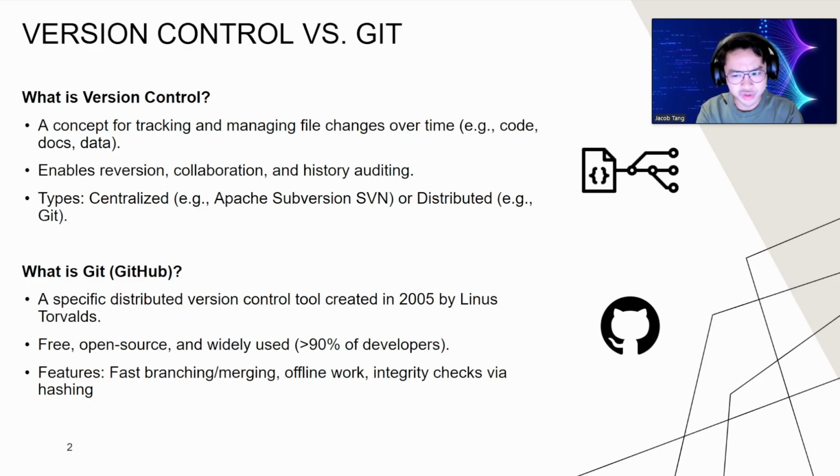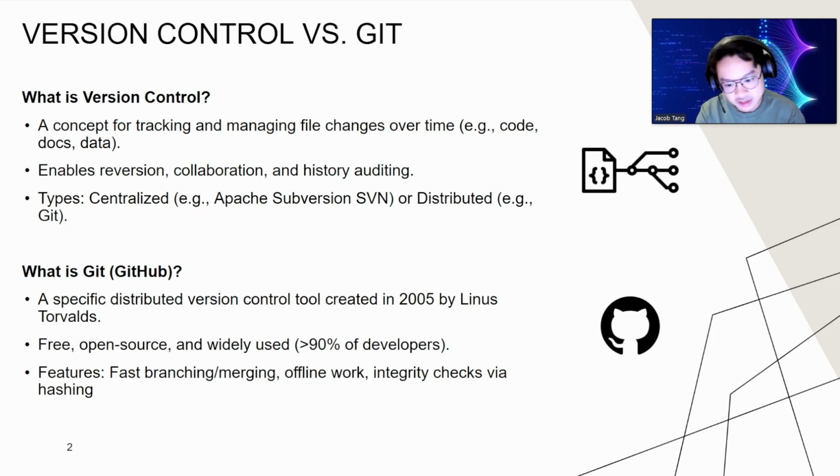So what is version control? Version control, unlike Git, is a concept for tracking and managing file changes over time. This includes code, documents, data. It enables revision, changes in code, collaboration with a wider team, and also for auditing. There are two types of version control. There is the centralized version control, which is Apache Subversion, or commonly SVN, or distributed version control. So that is Git, commonly known as GitHub.